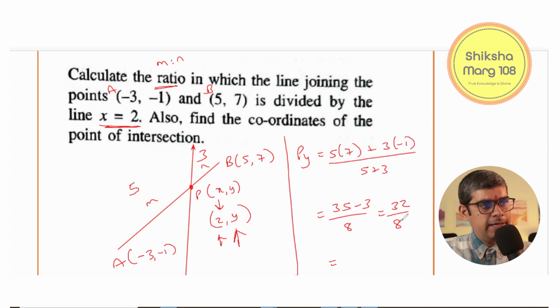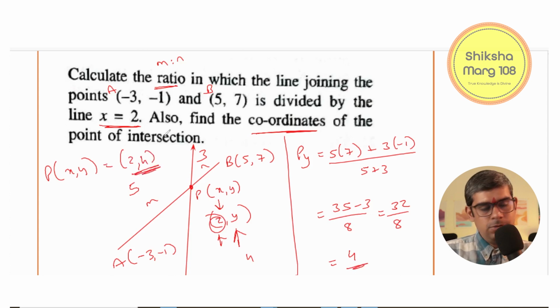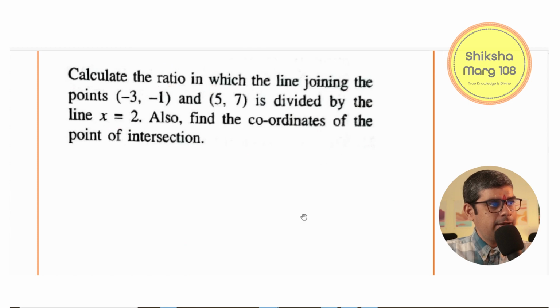And we know 8 times 4 is 32. So the y coordinate of point P is 4. So it's quite straightforward. The coordinates of P, x, y are 2 and 4. Yeah, quite straightforward. I hope this is making sense to you. Let's jump to the next question quickly.